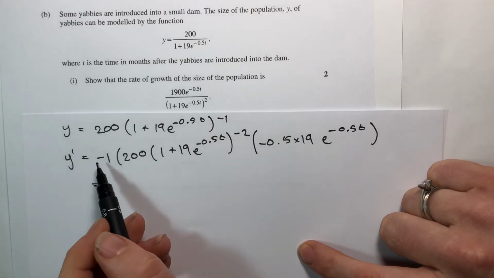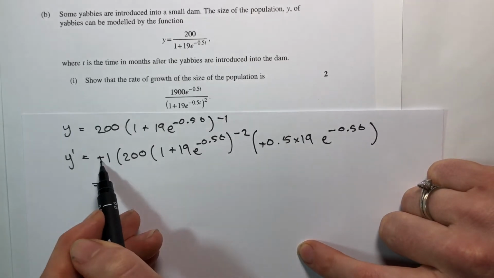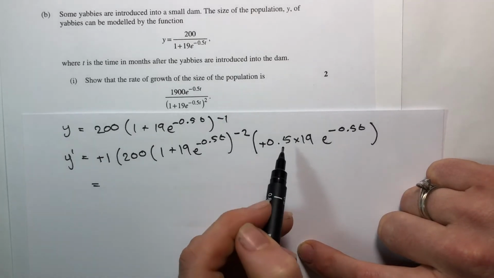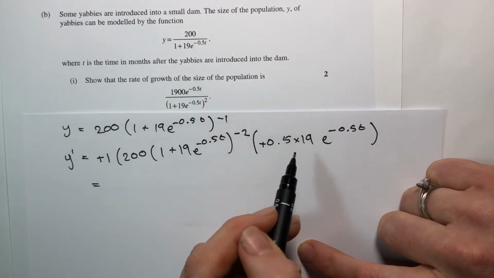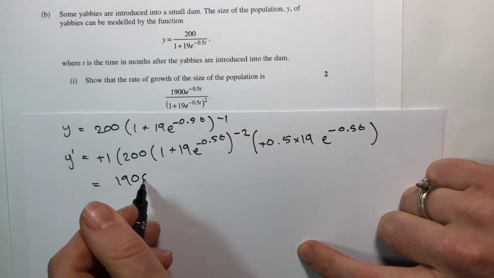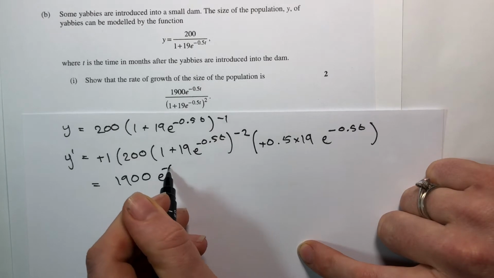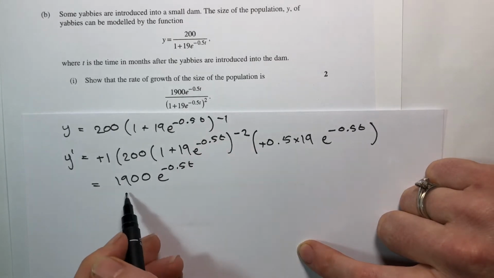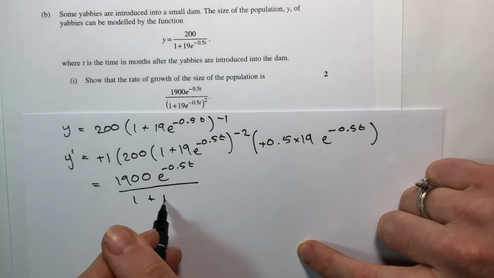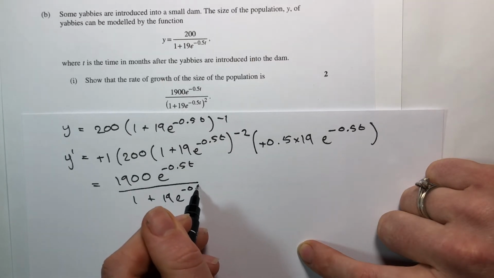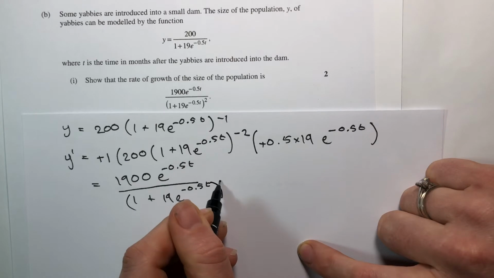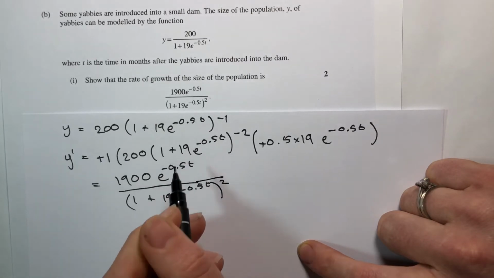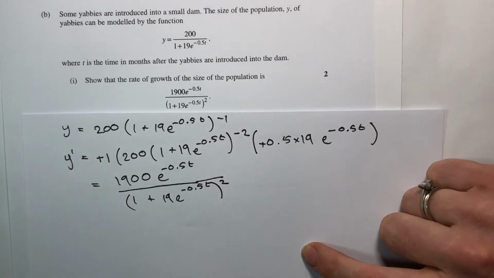Clean this up a little bit. I have minus times a minus, so they'll become a plus. I have half of 200, which is 100, times 19 is 1900. I'll have e to the negative 0.5t. And with the power of minus 2 on this piece, it will bring it to the bottom. So 1 plus 19 e to the negative 0.5t all squared, which is actually what they gave us.